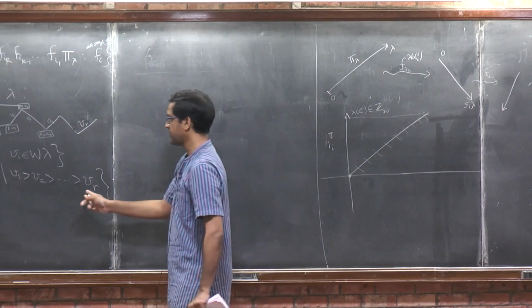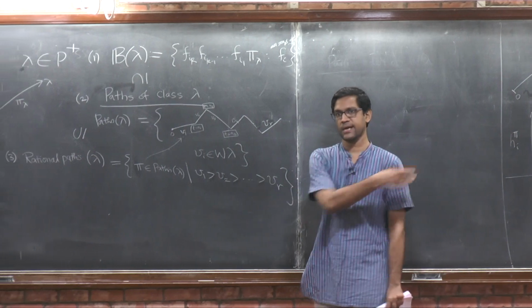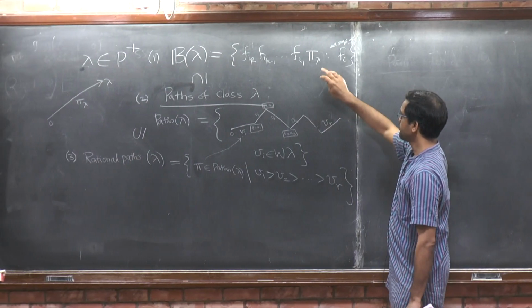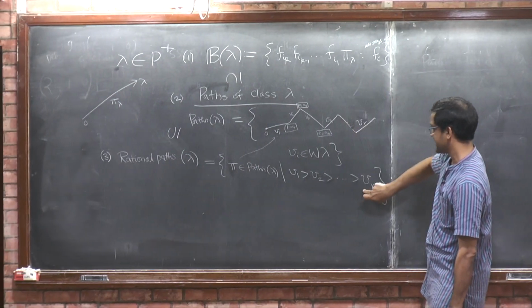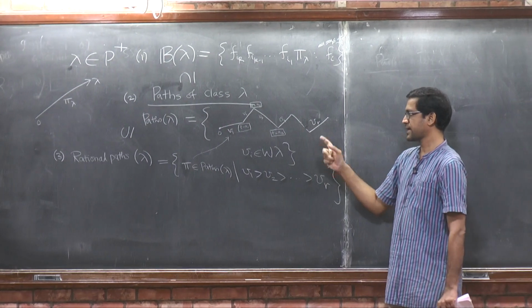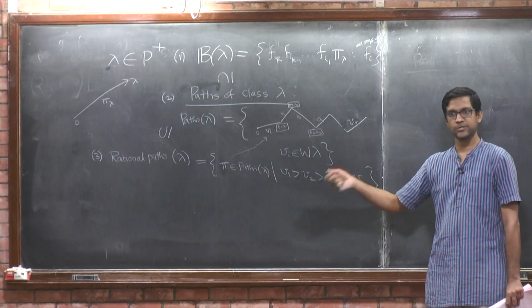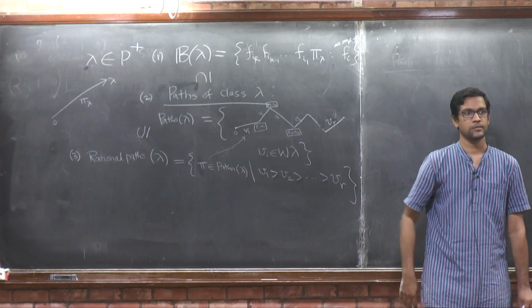Okay, so what do we know now? Why did we impose this constraint? Our heuristics at least seem to suggest that B lambda is in fact contained in this set itself, not just in this bigger set of paths, but rather in the constrained set of rational paths. The directions that you travel along must be decreasing.